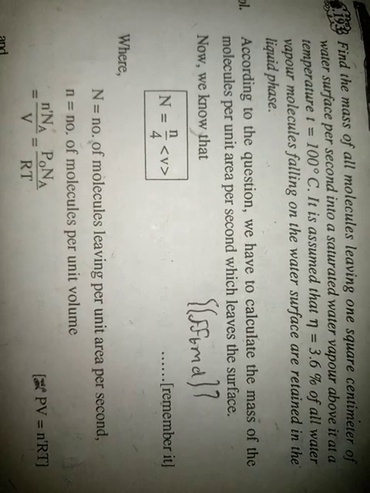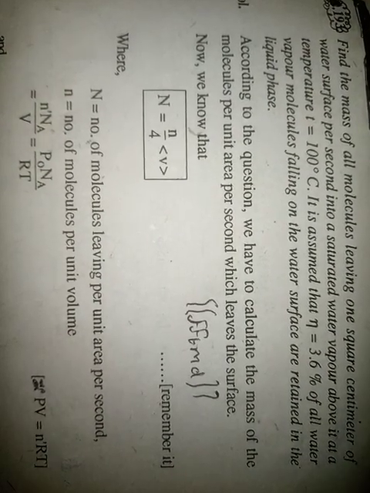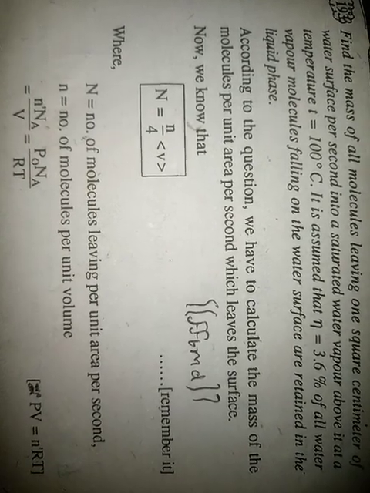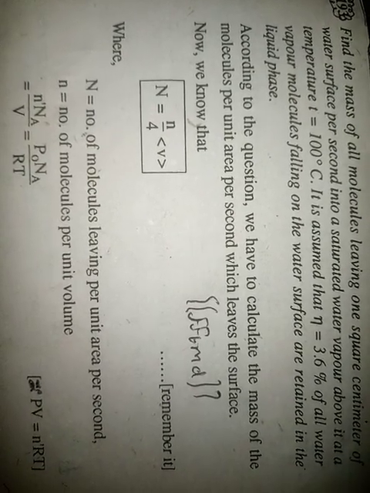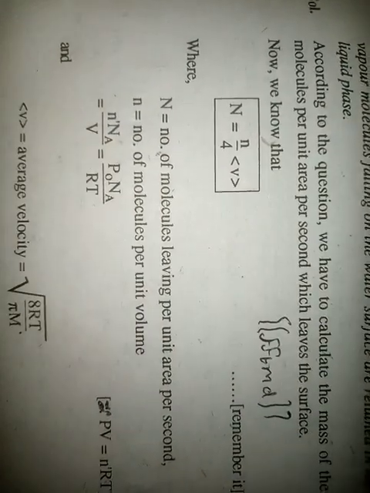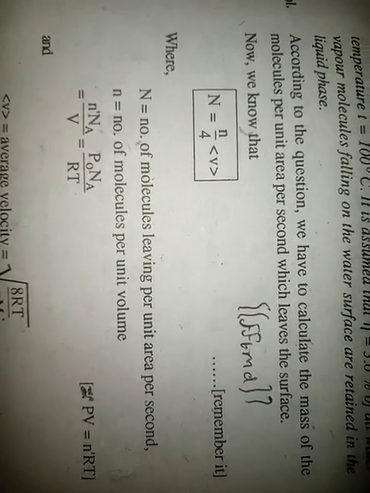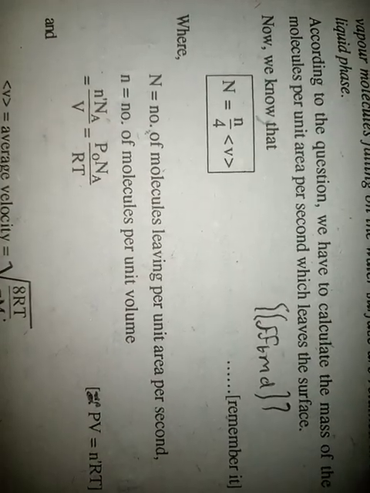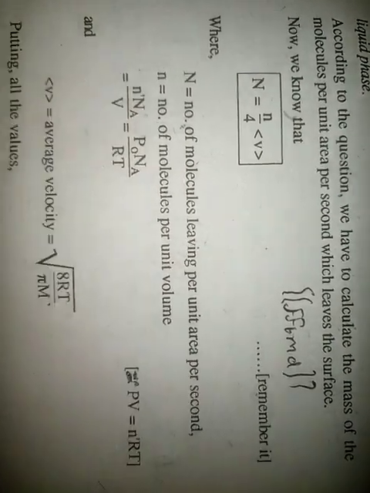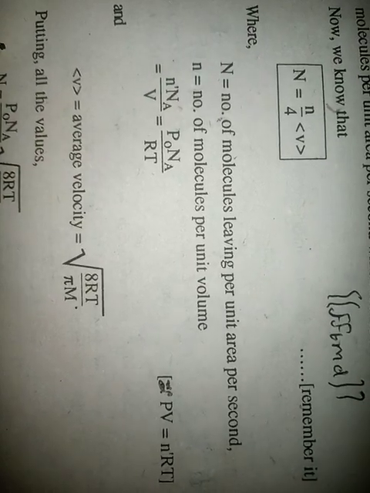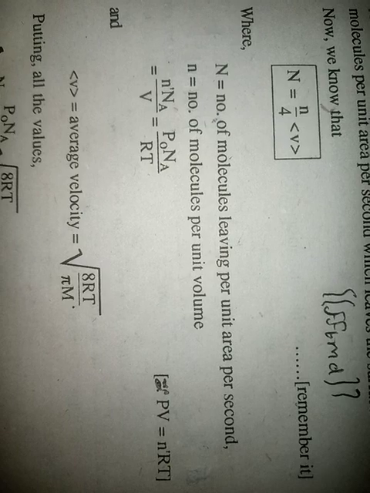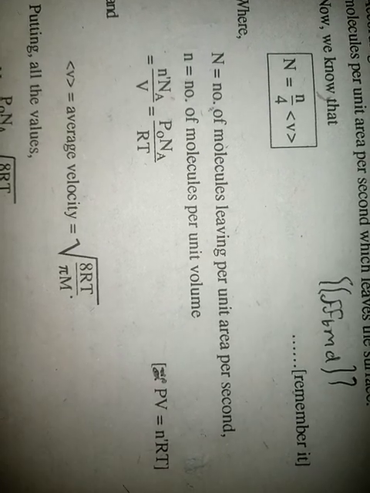According to the question, we have to calculate the mass of the molecules per unit area per second which leaves the surface. Now we know that N equals n by 4 into average v, where N equals the number of molecules leaving per unit area per second, n equals the number of molecules per unit volume, equals n' Na by V equals p0 Na by RT.